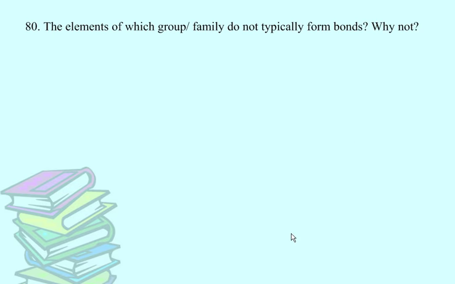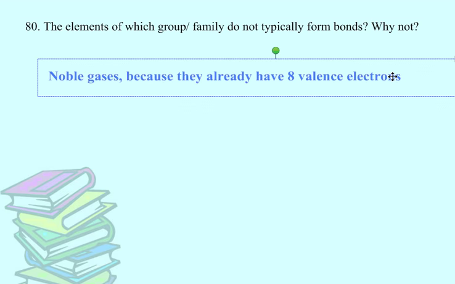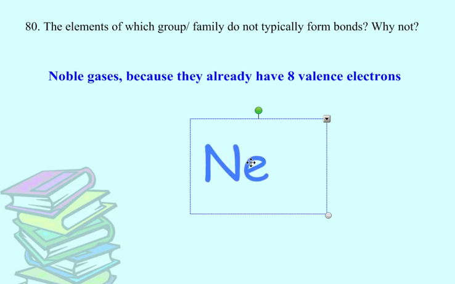Number 80. The elements of which group or family do not typically form bonds, and why not? The answer is the noble gases, and the noble gases already have 8 valence electrons, so they don't need to bond to something else to get what they already have. So their orbitals are full. Remember the electron dot diagrams? They have 8 valence electrons, so they're not very reactive and do not usually form bonds.